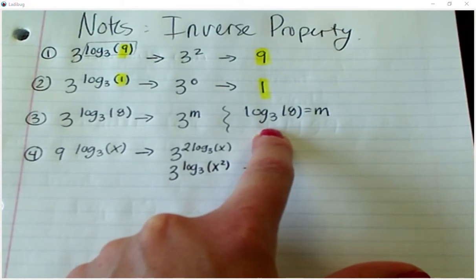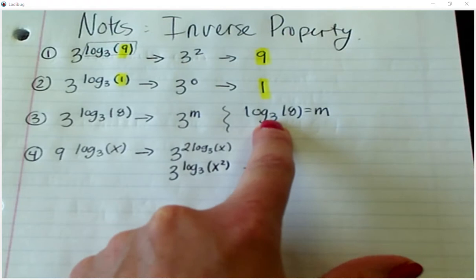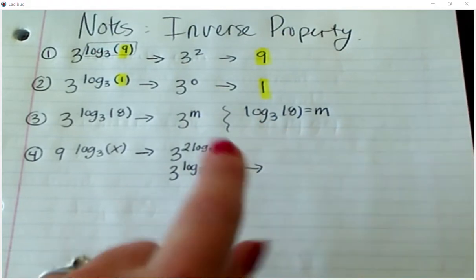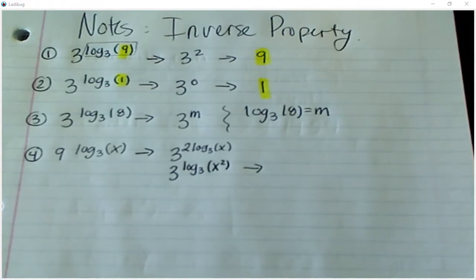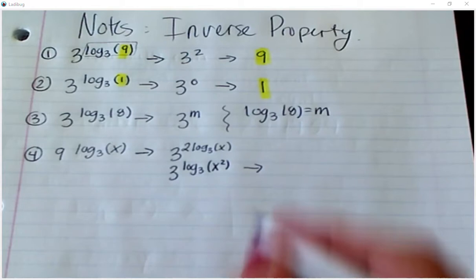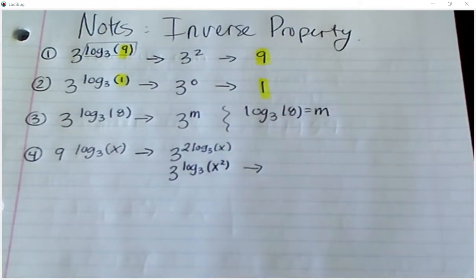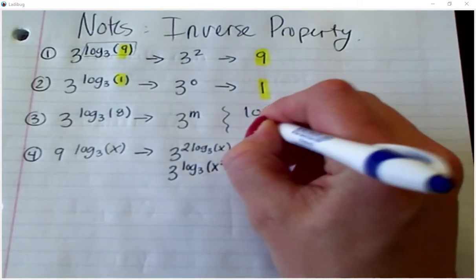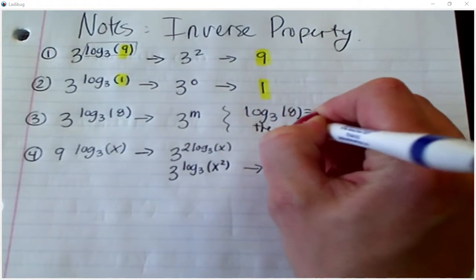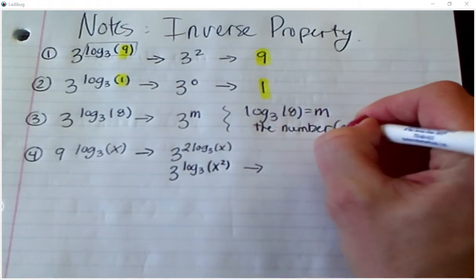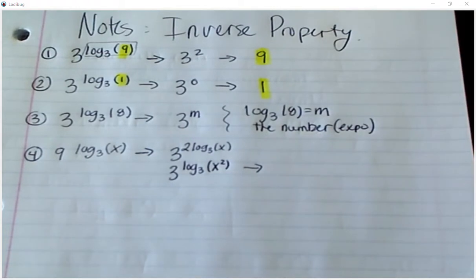2 and 3. Too high. 1 and 2. 3 to the first is 1. 3 squared is 9. This number is between 1 and 9. I'm going to call it M for magic. Okay? Because it's going to feel like magic. The number, or I'm going to call it the exponent, that's between 1 and 2. Kind of close to 2. Right? Like 1.8, 1.9. I don't know what it is, but I know it's kind of close to 2.